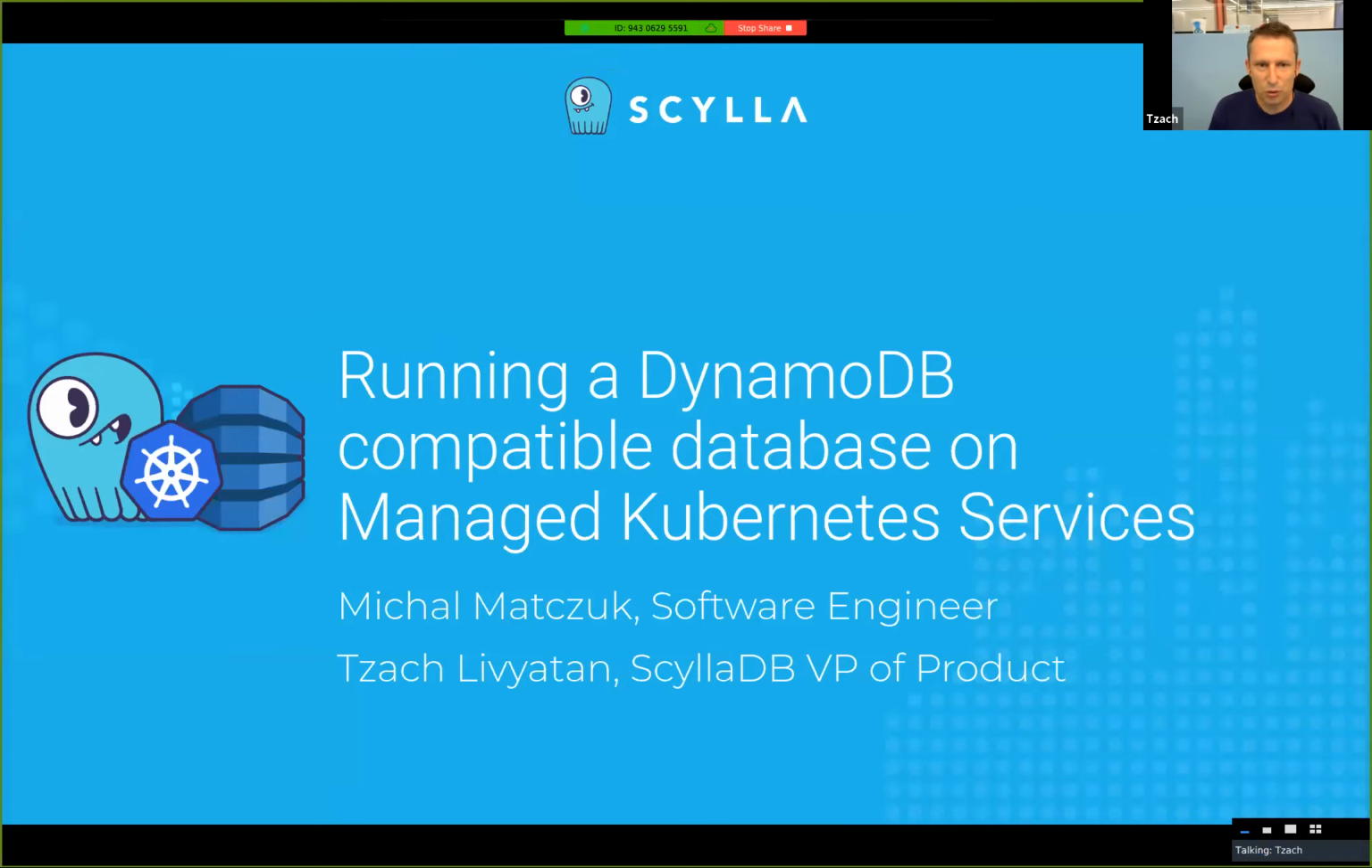Welcome to today's webinar, one of the webinars with the longest name so far: running a DynamoDB-compatible database on a managed Kubernetes service. As the name suggests, we're going to include two topics here. One is the DynamoDB-compatible API, as we call it, Alternator. And the second is running it on top of Kubernetes.